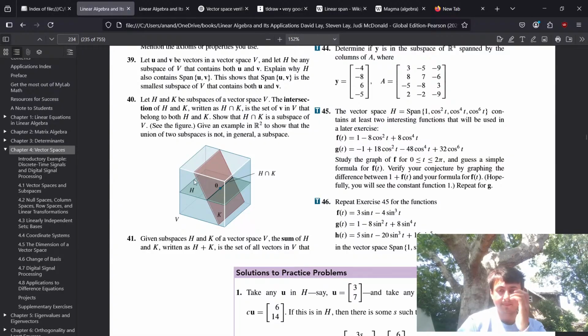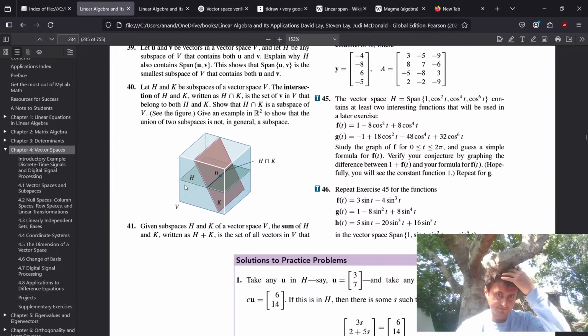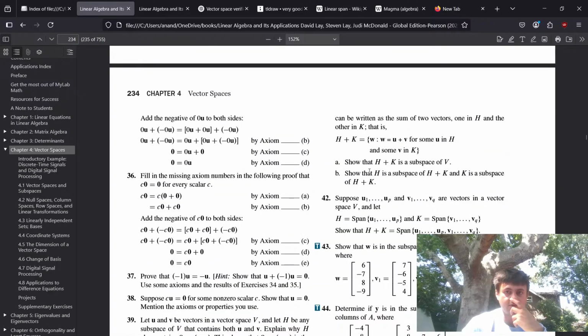Okay. Huh. All right, given subspaces H and K of a vector space, the sum of H and K, written H plus K, is the set of all vectors in V that can be written as the sum of two vectors.